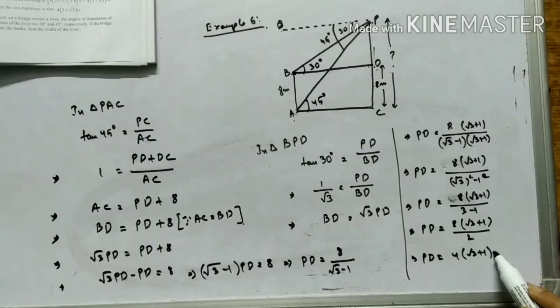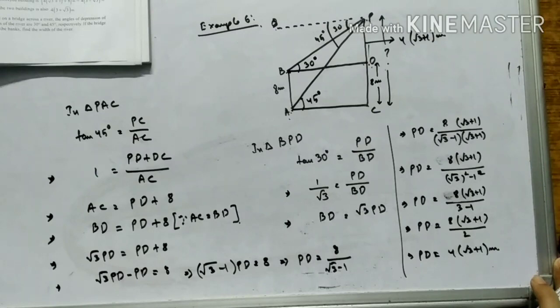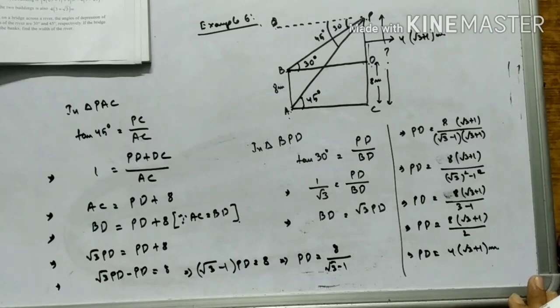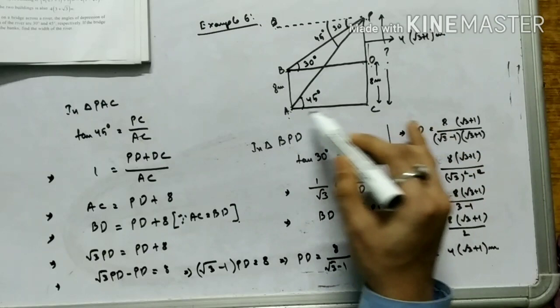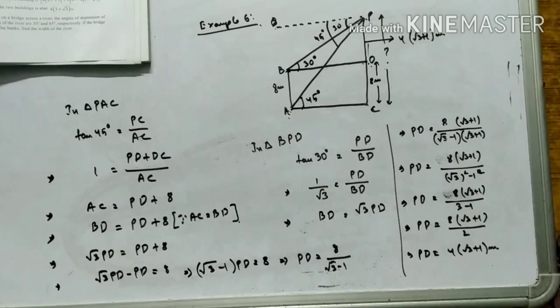Understand? PD, how much did I get? PD I got 4 times root 3 plus 1 meter. Okay, PD this much I got. What do I have to find? I have to find the height of the multi-story building and the distance between them. So AC value I need, and the height of the multi-story building, that is PC value, I need. Okay, so PD value I have got.